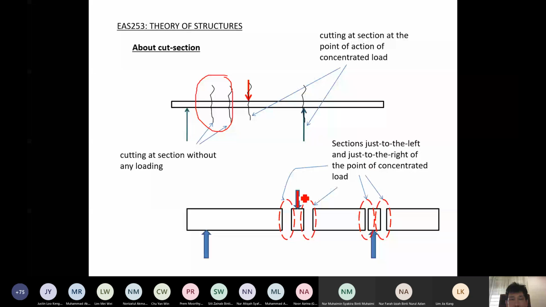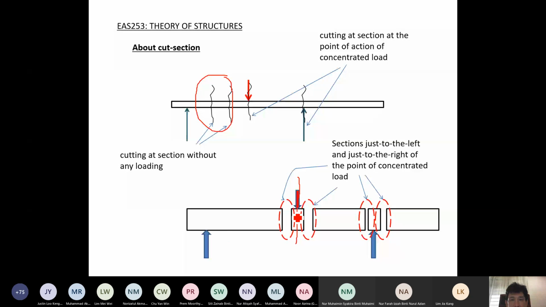When we are talking about cutting through the point where there is a load, what we mean is you have to be specific whether you are cutting just to the left or just to the right. You cannot cut through the load and divide the load into two. So when you need to cut at the section where there is a loading acting, it is either here or here. Reaction support we also consider as a kind of loading. So we have to be clear that we are cutting either just to the left or just to the right.